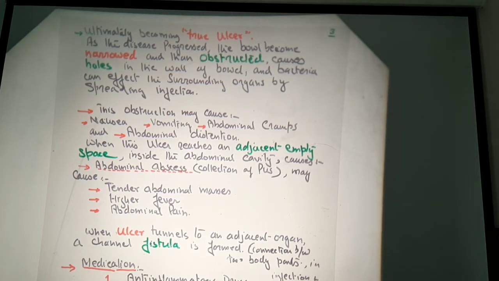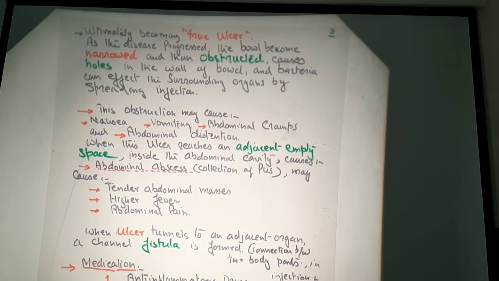As the disease proceeds, the bowel becomes narrowed. Whenever the disease occurs in the intestine, in case of inflammatory bowel disease, as the disease progresses, the bowel becomes narrowed. This narrowing of the bowel may cause obstruction.